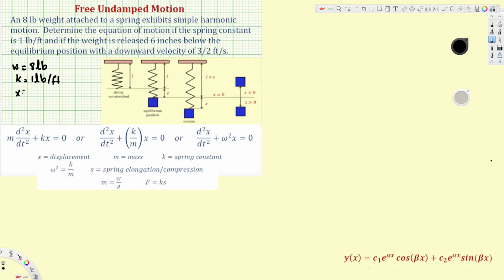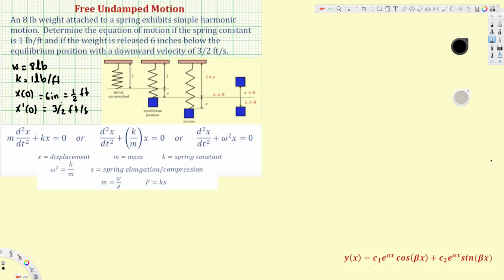So x of 0 is going to be positive 6 inches, but when we use the pounds system we have to use feet. Now we know that 12 inches is equal to 1 foot, so 6 inches is going to be half a foot. And also they have mentioned that this is released with a downward velocity of 3/2 feet per second, and if it's upward velocity that's going to be negative, and if it's downward velocity this is going to be positive. So x prime of 0 is going to be positive 3/2 feet per second.